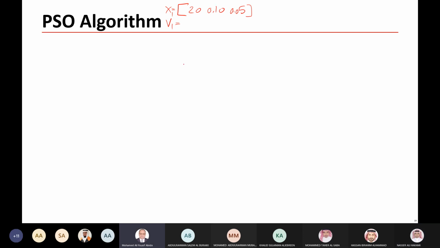Actually, this is X1. This is the first particle. And each particle has its own velocity. So assume that V1 is equal to, for example, 2.05 and -0.1. These are the velocities of the particle. Okay? Is it clear, Nasser?